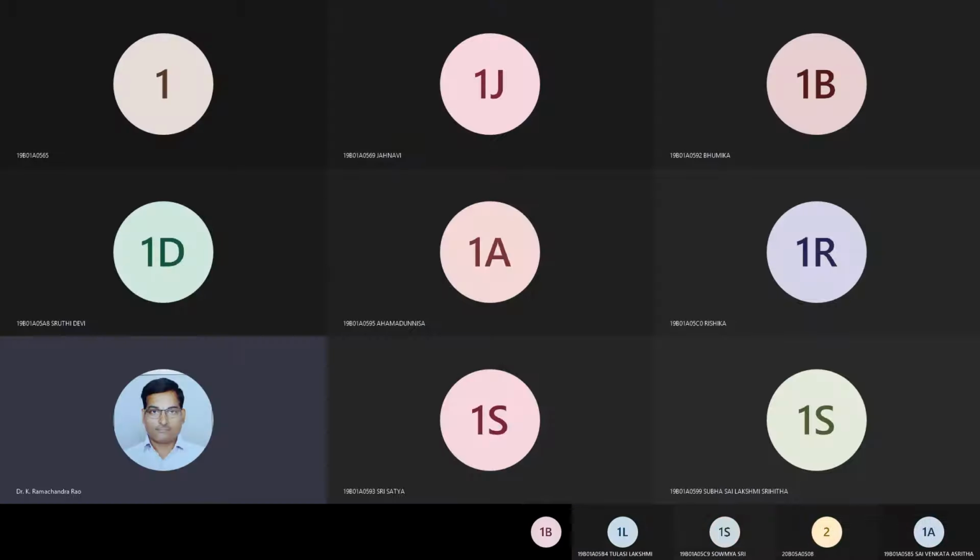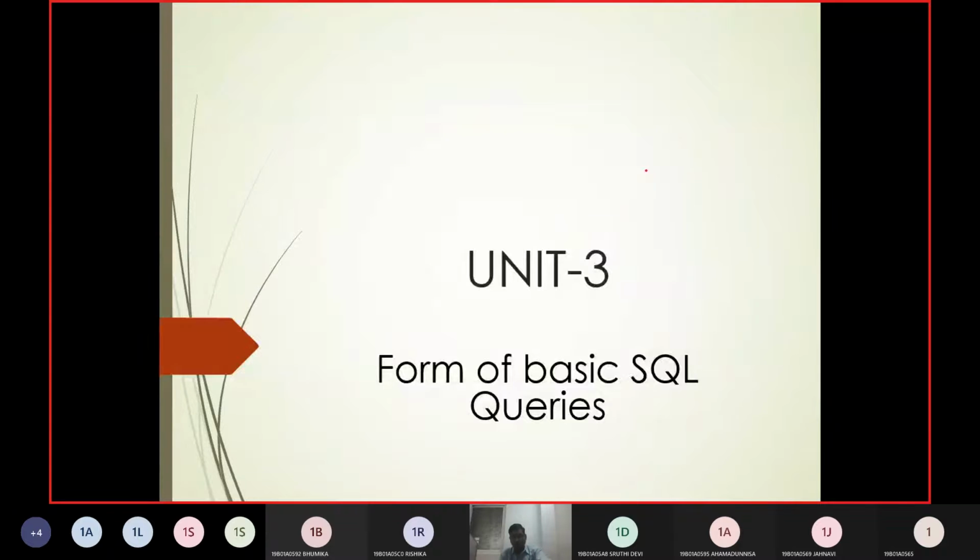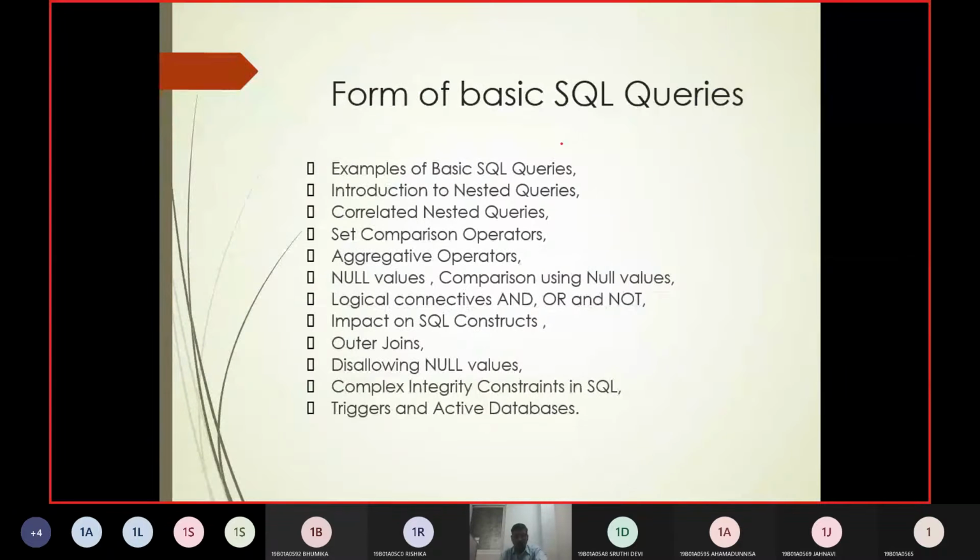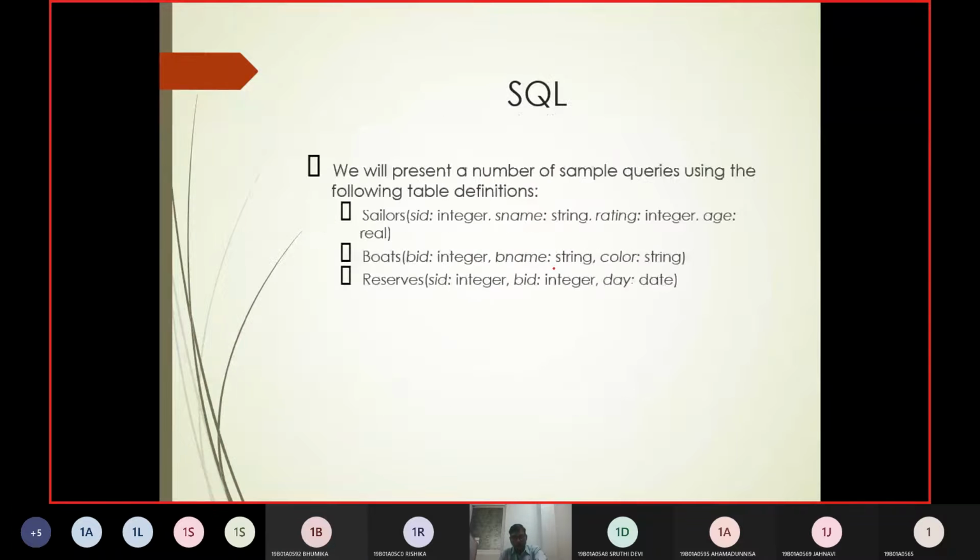Unit 3, that is basic SQL queries. There we have talked about basic SQL operations followed by nested operations. Then we talked about correlated queries. Now we are in a part to look into how set comparison operations will take place and how aggregate operations will take place. So this was the agenda of picking up the class.